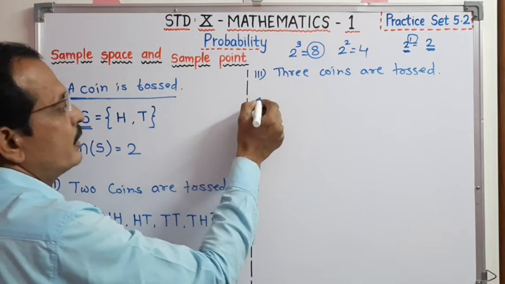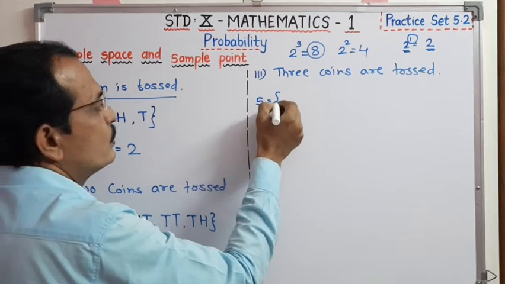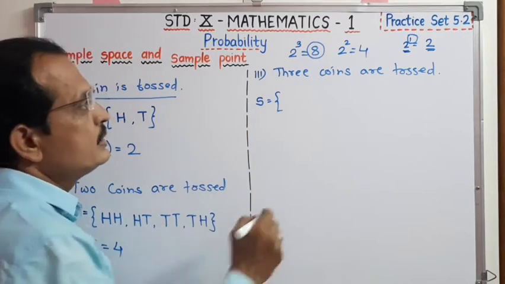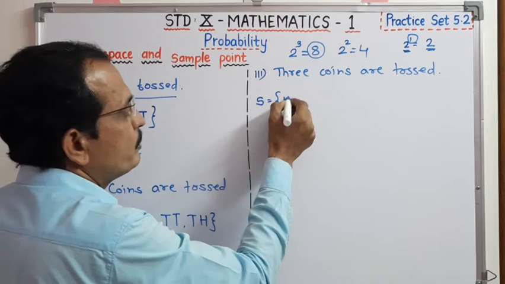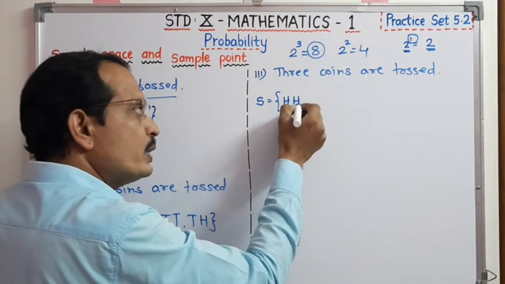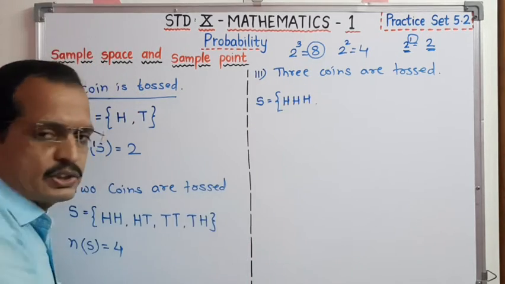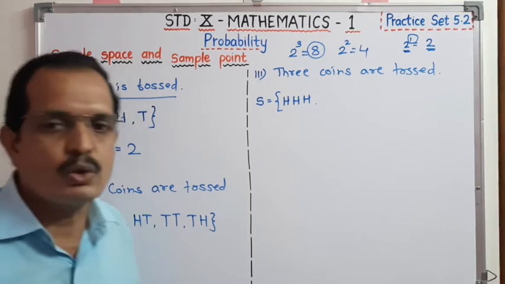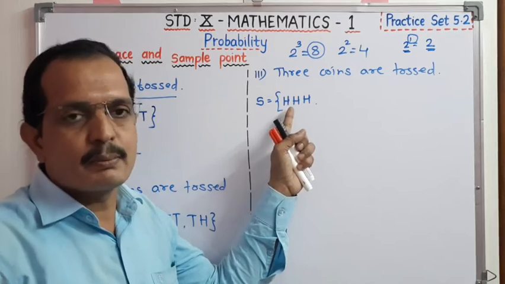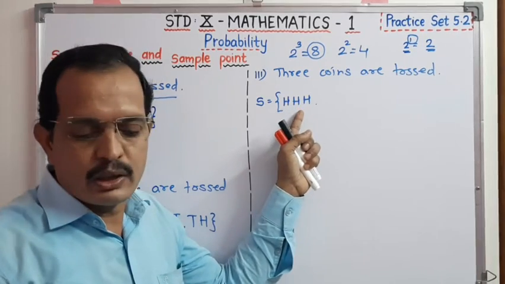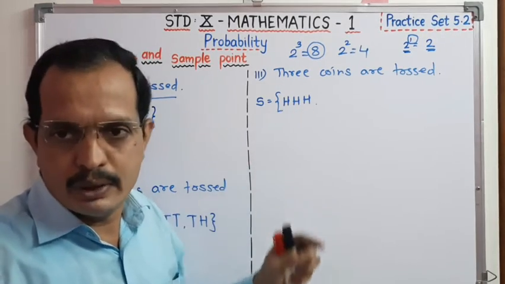See here, we have to write S is equal to, in brackets. See, 3 coins are tossed. When the first coin is tossed, it will be H. Second also H, and third also H. That means if we toss the first coin, on the upper surface there will be H. For the second coin there will be H, and for the third coin there will be H.